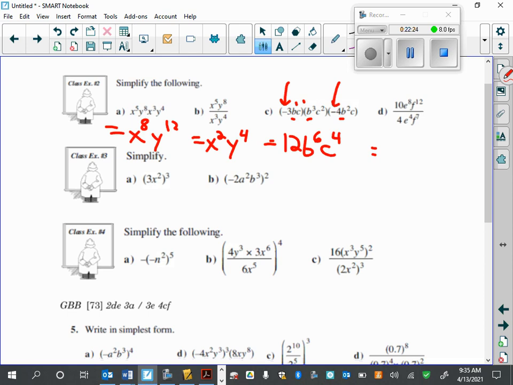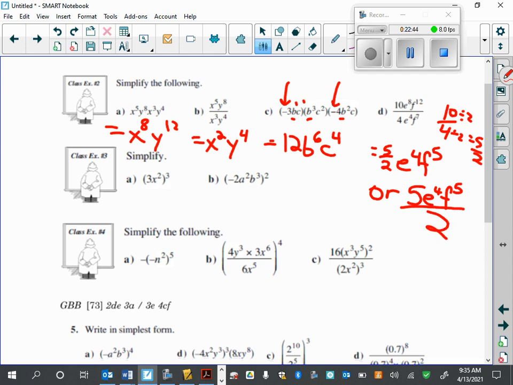And then this one, everyone subtracts the exponents, right. But what do you do to 10/4? What do you divide it by? Divided by 2 to get 5/2, so you can write it like this. Sorry, I should have told you to write it both ways, because in the multiple choice question, you'll see both. That answer and that answer.